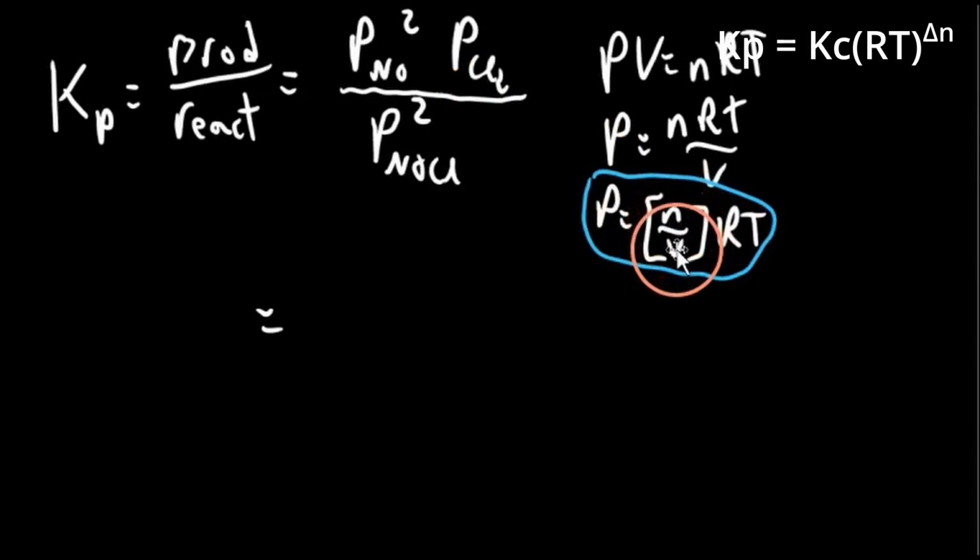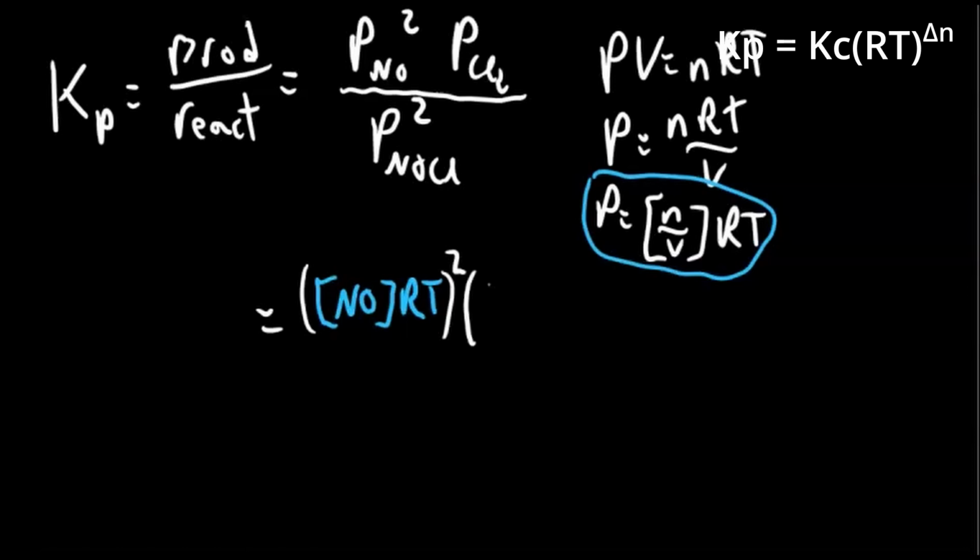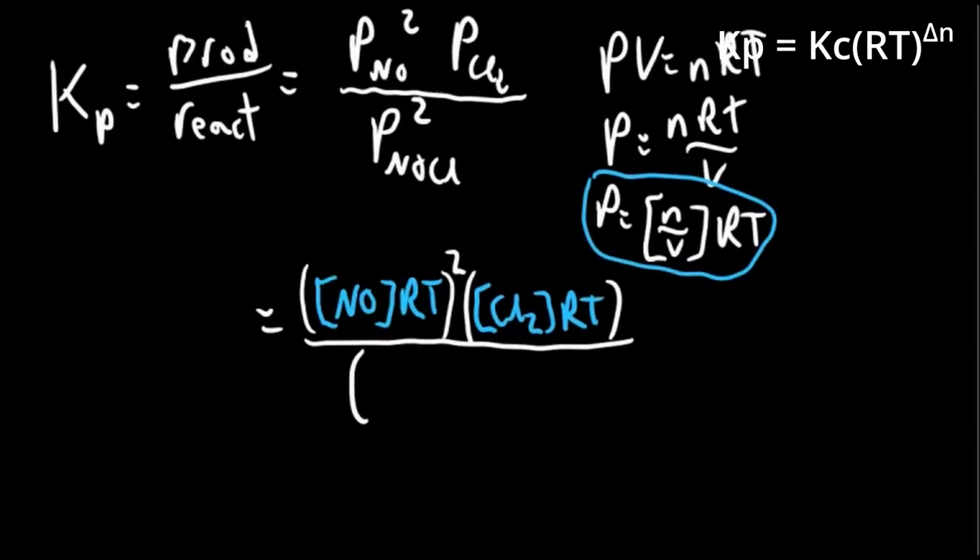But rather than say n over V, I'm going to say this is the concentration of each species. So if this is for NO, this would be the concentration for NO. So we'll say this pressure here is the concentration of NO times RT, and all of this is squared. And then next we have the concentration of Cl2 times RT, and that's not squared, all divided by the concentration of NaCl times RT.